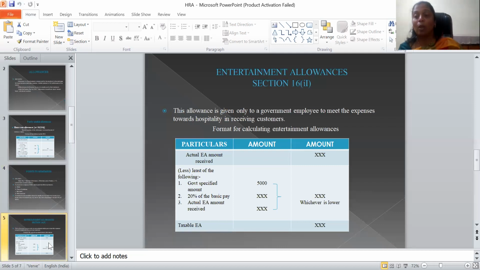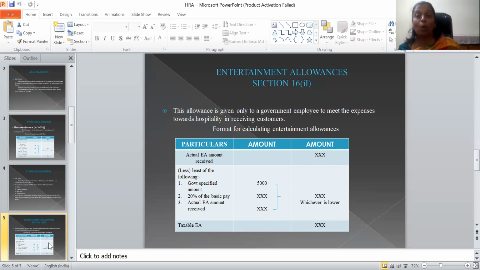So this allowance will be given only for government employees. Any government employee who is receiving an entertainment allowance, then a particular way of calculation will be implemented. That is, the actual entertainment allowance you have received, and the least of the following gets exempted: the government specified amount of 5,000, or 20% of basic salary, or the actual entertainment allowance amount you have received. Whichever is lowest will be exempted from tax, and the remaining balance of entertainment allowance is taxable.